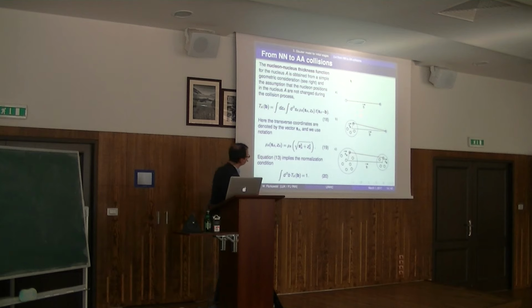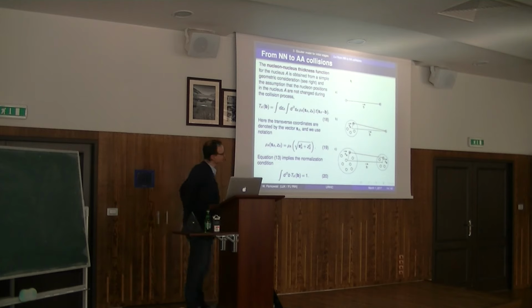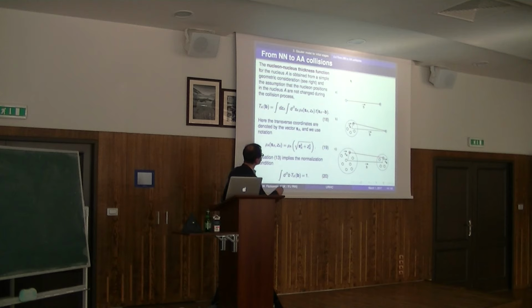So we have to introduce the nucleon-nucleon impact vector. This is the red line here. Actually, we have to look not at B, but at S_A minus B. S_A is this vector, B is this vector, so the difference is just this vector. I don't care about the direction because everything depends on the magnitude of the vector. So this T gives the probability of nucleon-nucleon collisions.